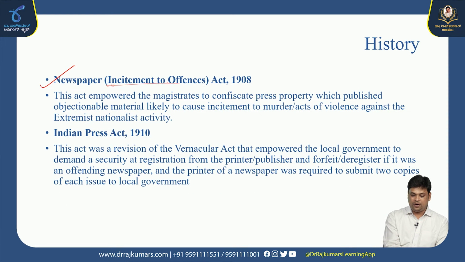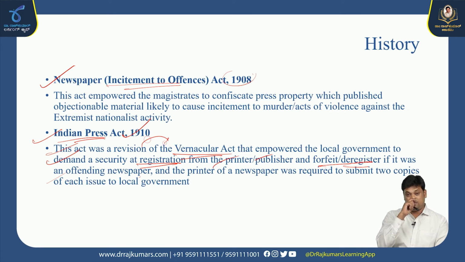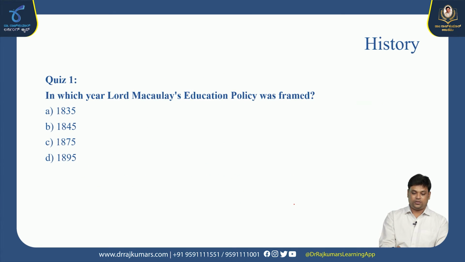Newspaper Incitement to Offences Act of 1908, not much important. Indian Press Act in the year 1910. This was a version of the Vernacular Act, empowering the local government to demand security at registration from the printer or publisher, or to deregister an offending newspaper. So it is like another version of the Vernacular Act.